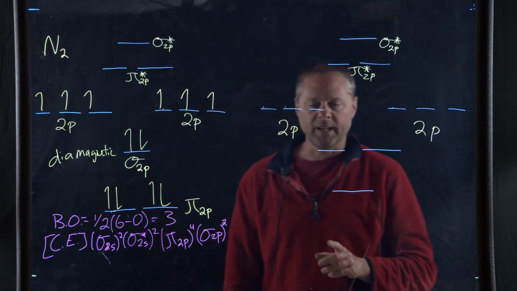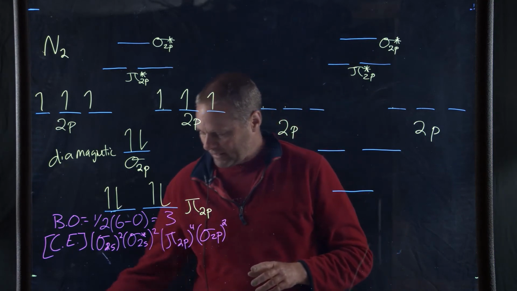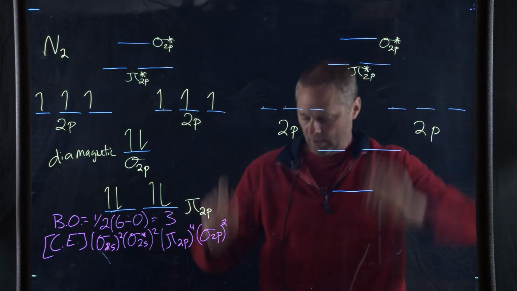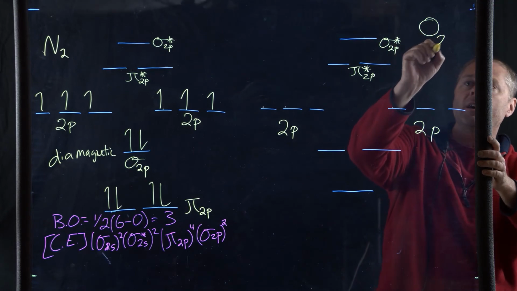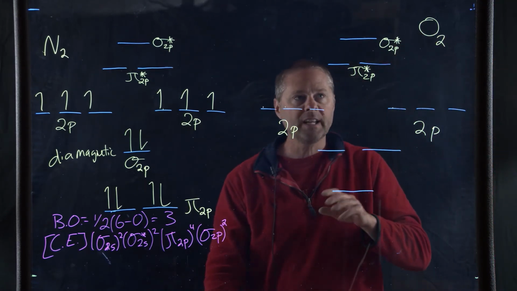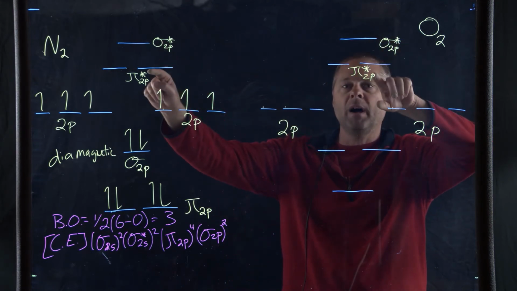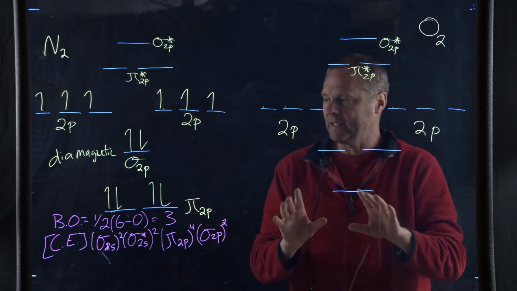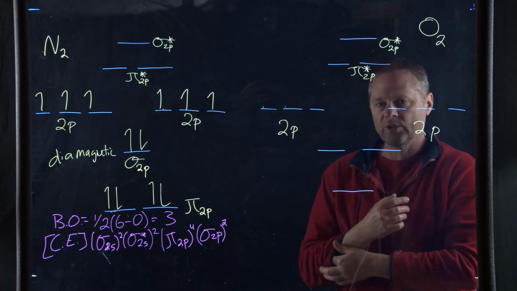Now it gets complicated. Now is where it gets complicated. Next one is going to be oxygen, O2. And what you can see now is that the sigma star 2p and the pi star 2p are exactly the same. But what has happened is that the pi 2p and the sigma 2p switched positions.